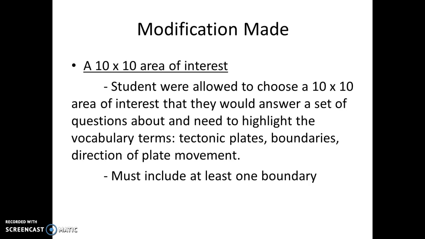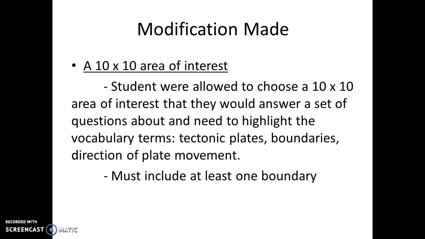But just to go over the actual assignment and the real meat of the assignment here, they were allowed to choose a 10 by 10 area of interest. So that same map that we saw before, they chose a 10 by 10 area, and then they would answer a set of questions about that area. They would need to highlight vocabulary terms such as the tectonic plates that were there, boundaries that were there, and the direction of the plate movement that was in that 10 by 10 area. It must include at least one boundary, was really the only rule that I gave them.